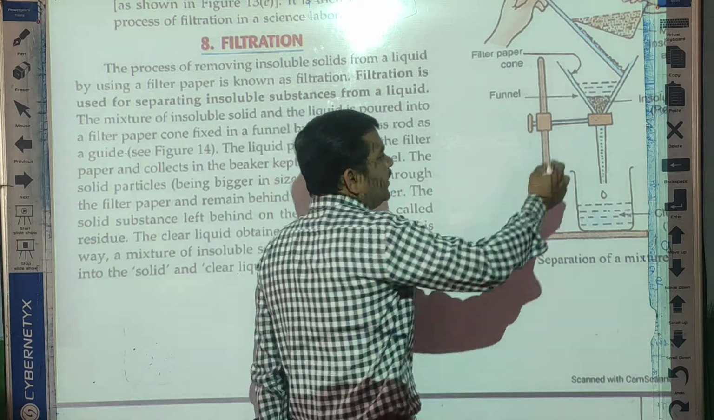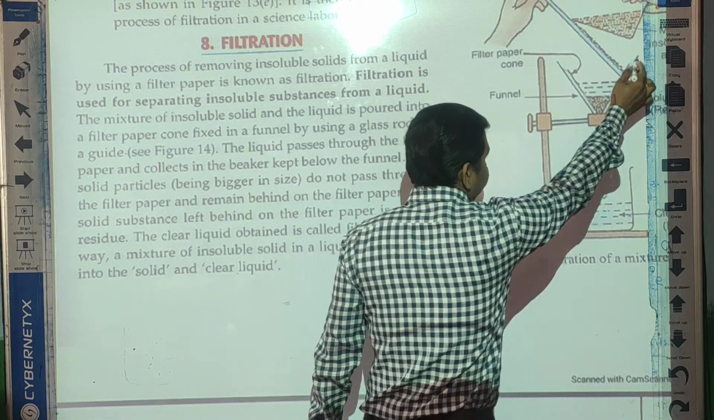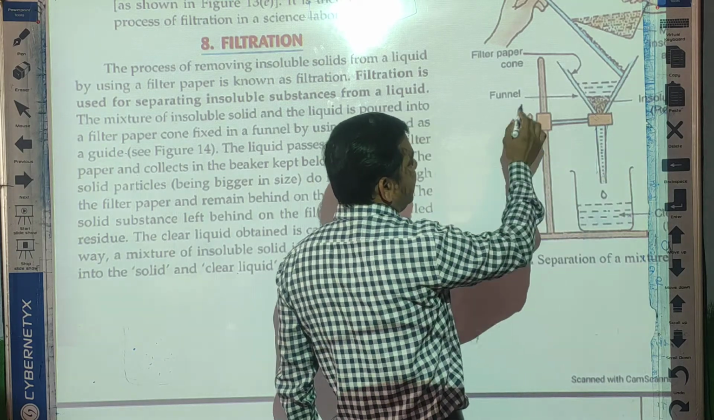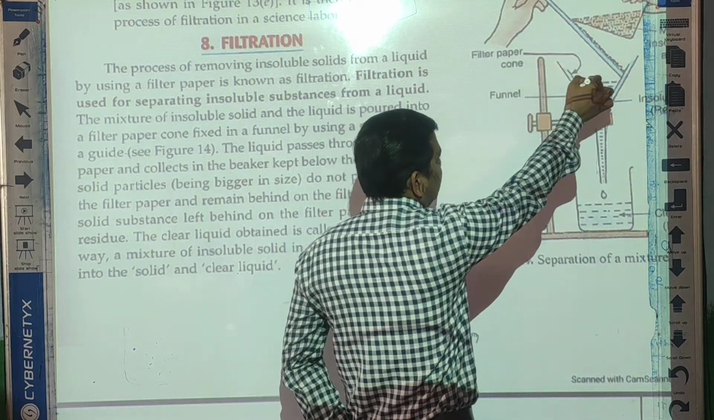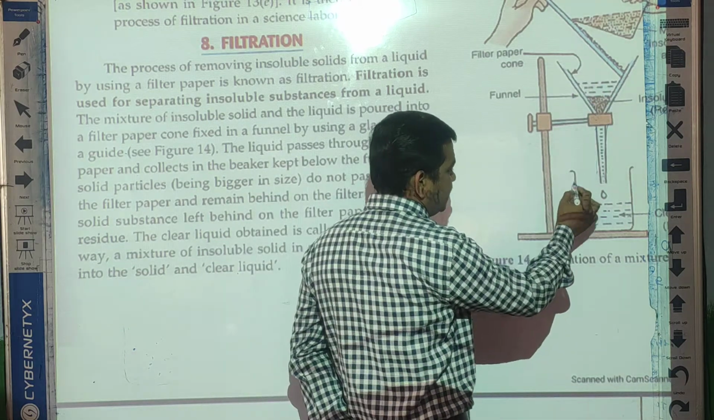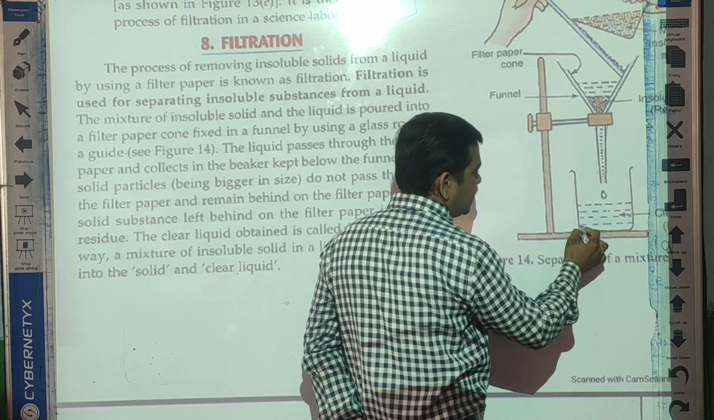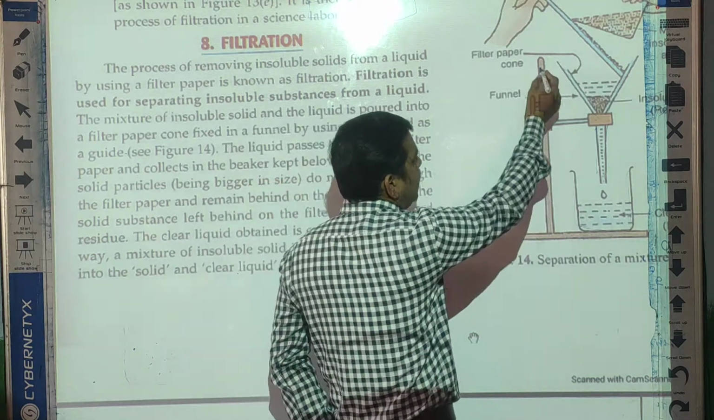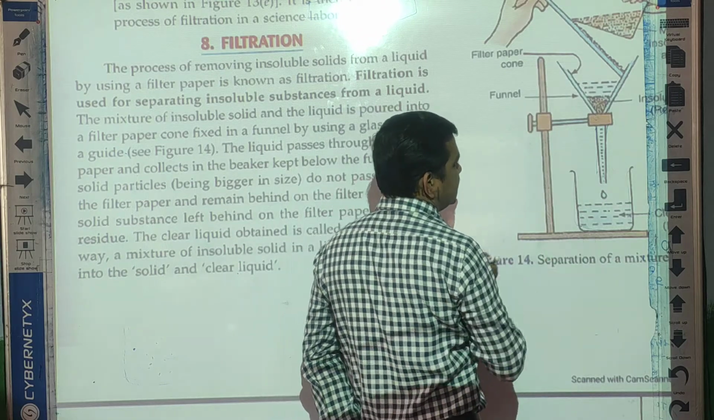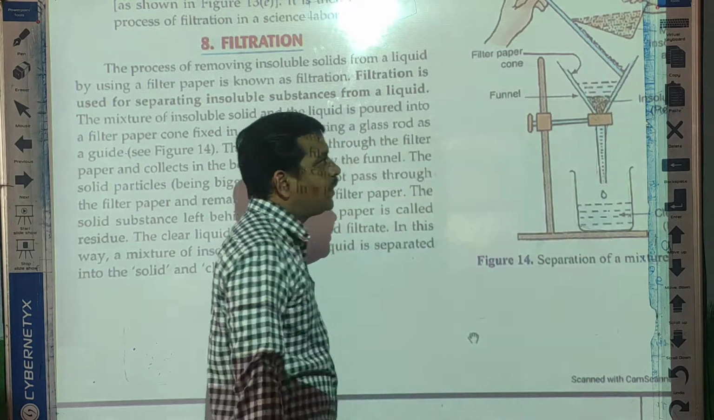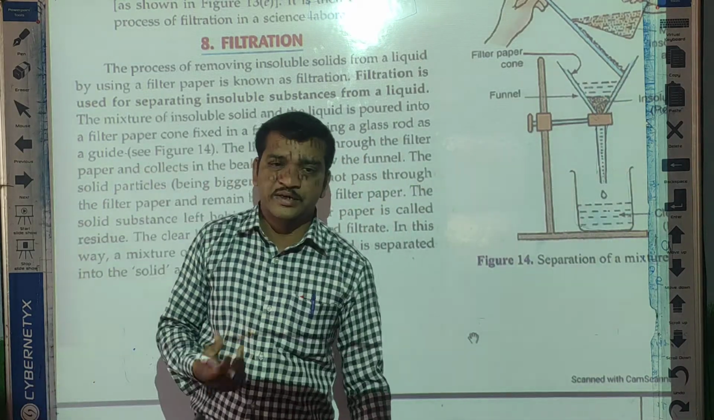Now see here, this is one glass funnel, and this is the filter paper. You have to fix it in this glass funnel, and this is one beaker you have to place at the bottom, under the glass funnel, and with the help of this stand you have to fix the glass funnel. Now you can make one mixture.